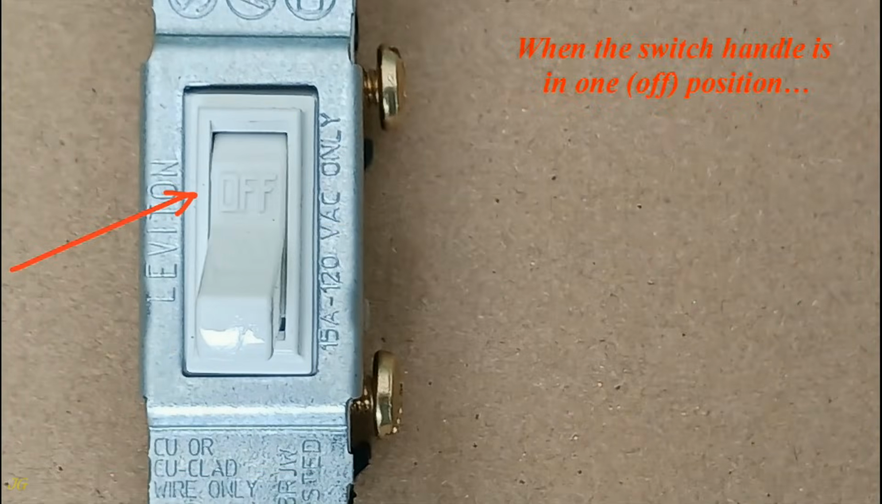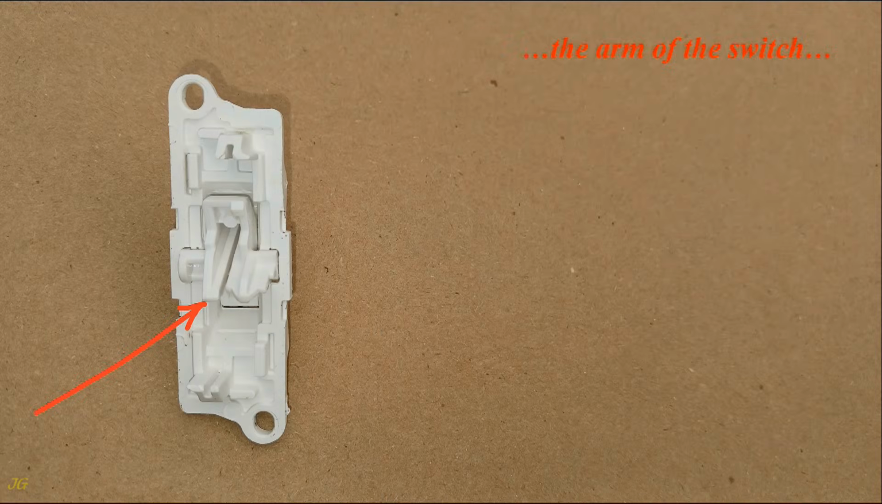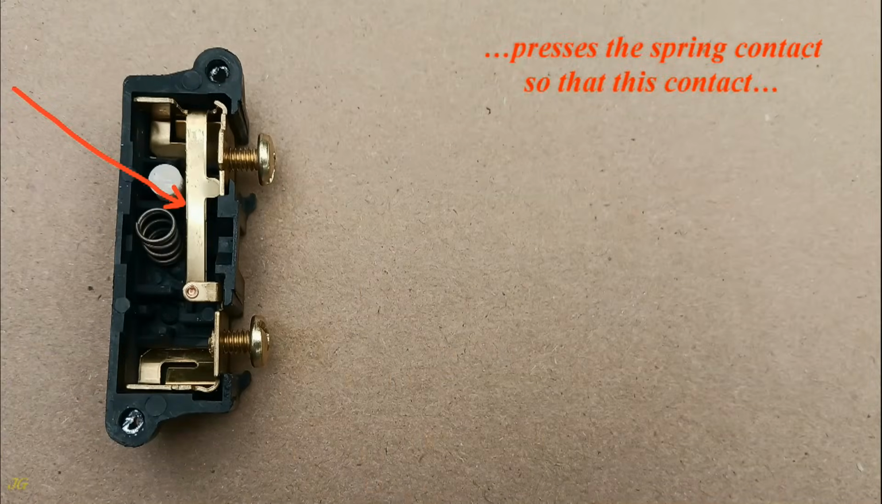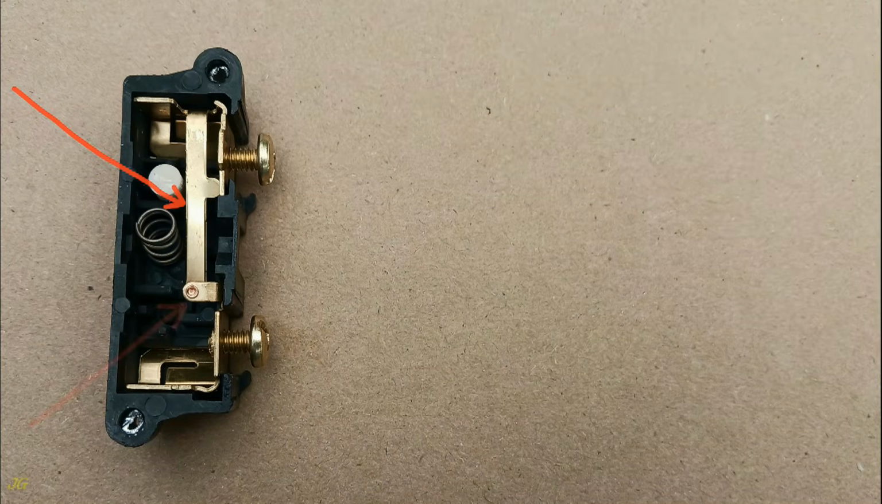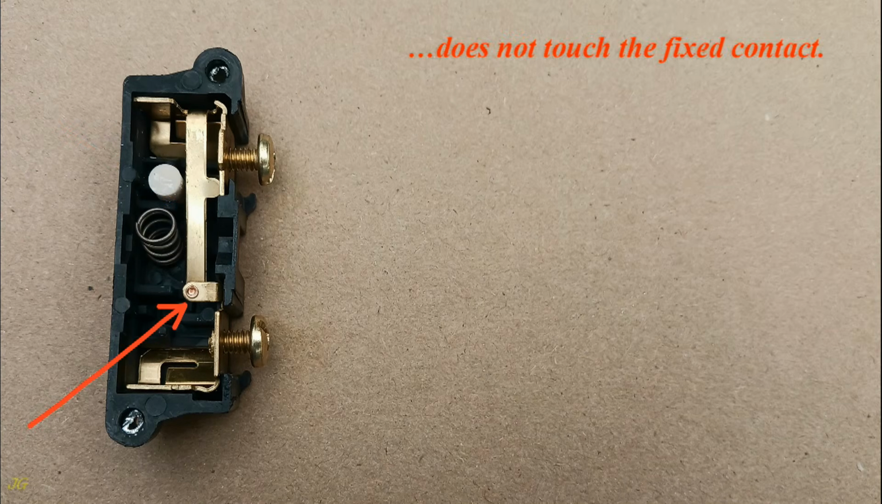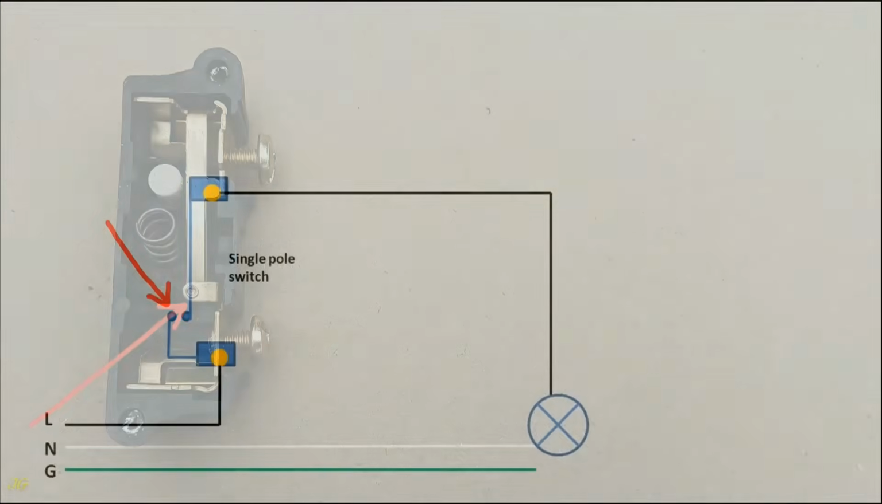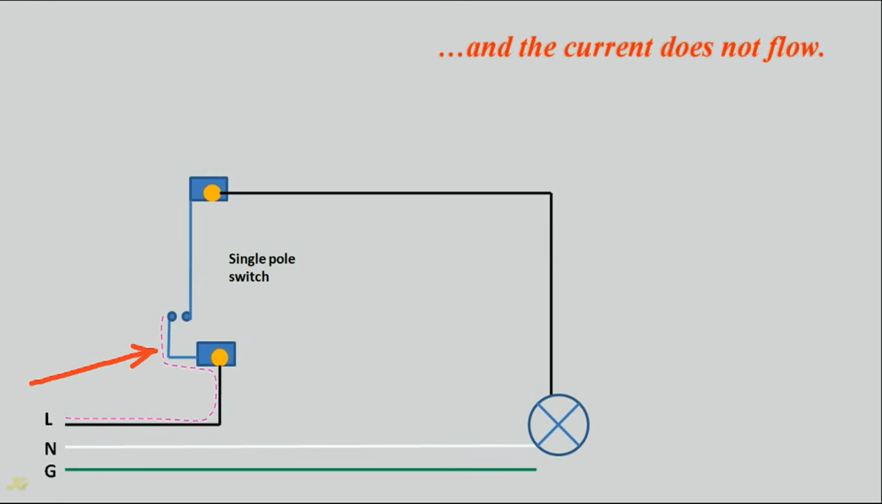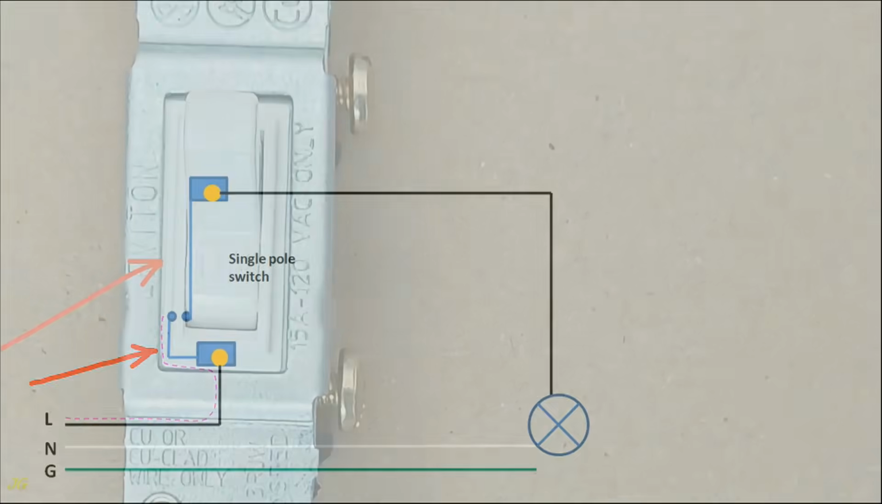When the switch handle is in off position, the arm of the switch presses the spring contact so that this contact does not touch the fixed contact. The current path is open between the terminals of the switch, and the current does not flow.